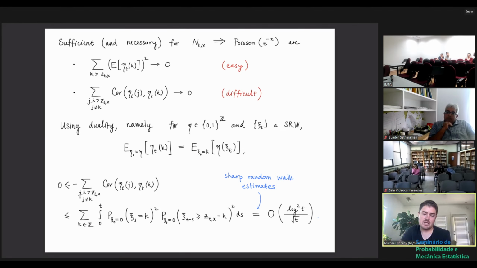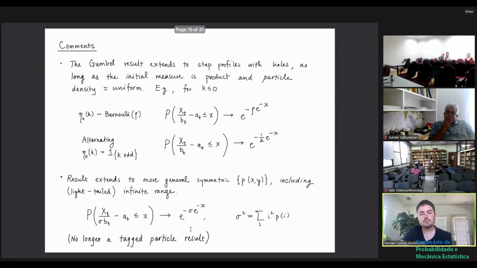So what that gives us is the ability to compute this covariance sum as a sum of an integral of random walk probabilities. And so dealing with this is fairly difficult. We need pretty tight bounds, local central limit theorems, things like this for random walks. But we're actually able to obtain an order of convergence, showing that this covariance does vanish. So this shows this same Gumbel result with the same scaling as in the independent particle case.